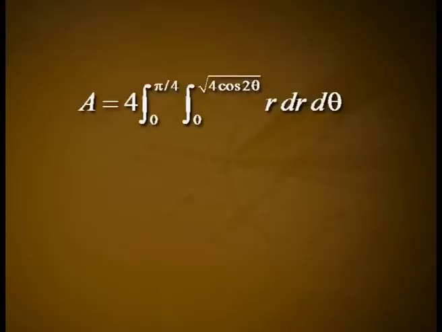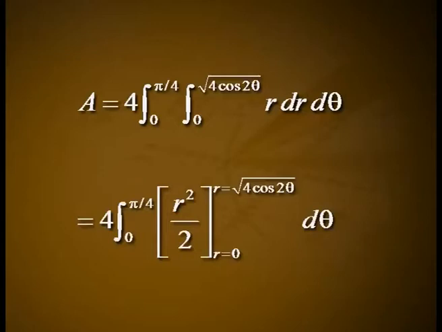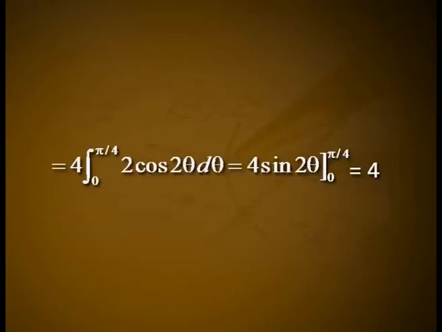Hence, the required area is A = 4 ∫ from 0 to π/4 ∫ from 0 to √(4 cos 2θ) r dr dθ, which is equal to 4 times ∫ from 0 to π/4 of r²/2 over the limit 0 to √(4 cos 2θ) dθ, which is equal to 4 times ∫ from 0 to π/4 of 2 cos 2θ dθ, that is equal to 4 sin 2θ over the limit 0 to π/4, that is equal to 4.